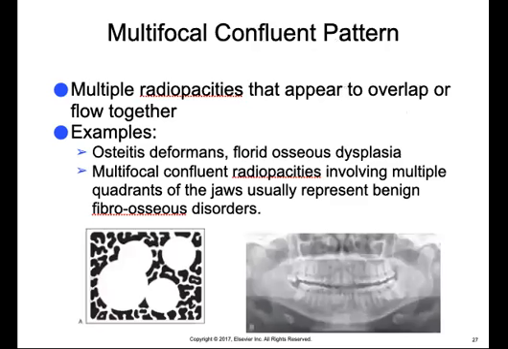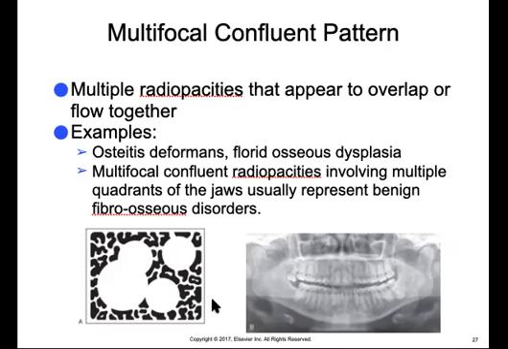A multifocal confluent pattern can be described as multiple radiopacities that appear to overlap or flow together. Diseases such as osteitis deformans and florid osseous dysplasia exhibit a multifocal confluent radiopaque pattern. And multifocal confluent radiopacities that involve multiple quadrants of the jaws usually represent benign fibro-osseous disorders.